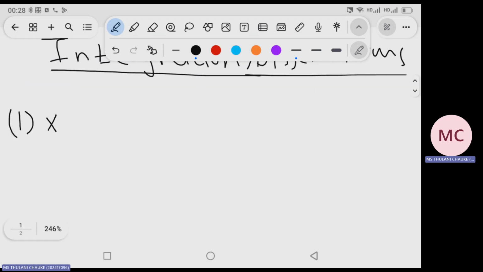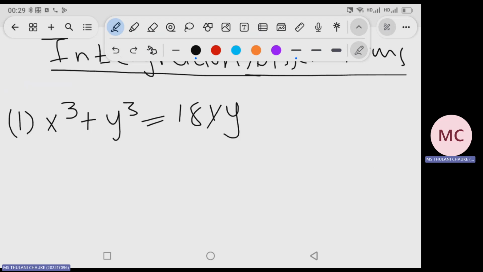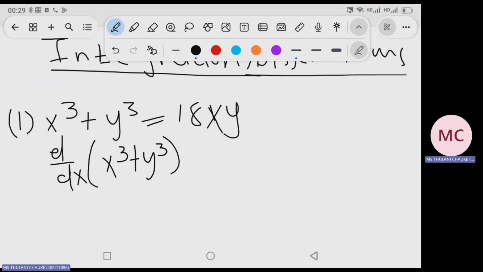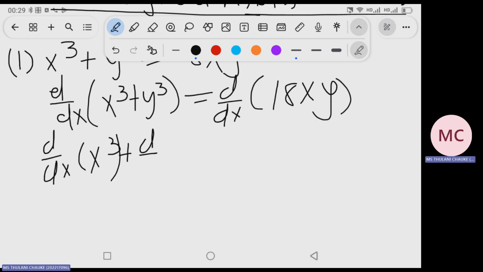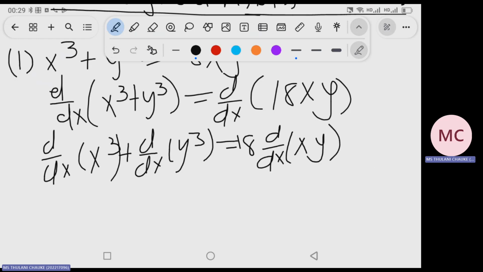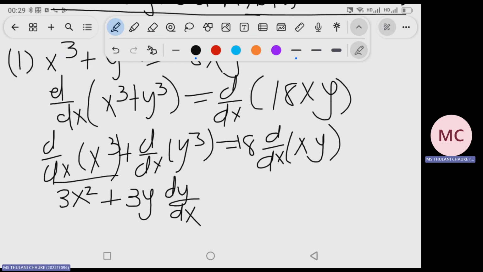So the first one that we're having is this one, y cubed plus 18xy. The first step is to introduce d over dx on the left and also on the right. Then you distribute d over dx of y cubed. Then we'll have 18 d over dx of xy, right? Then this one will just give us 3x squared. This one will give us 3y squared dy over dx.